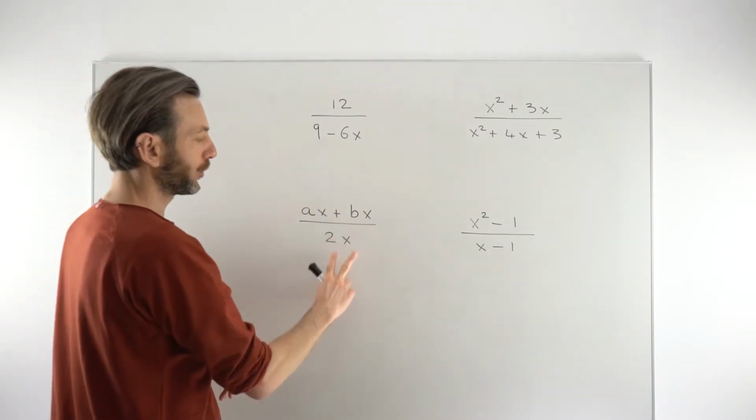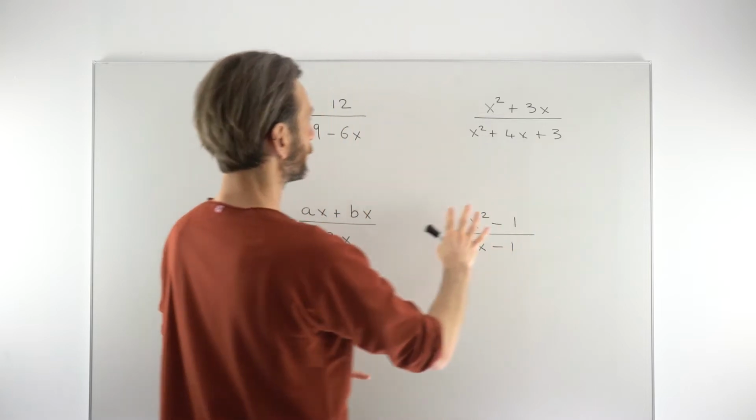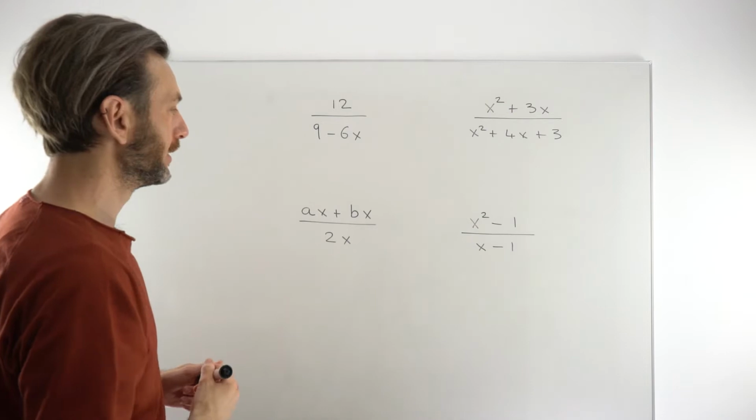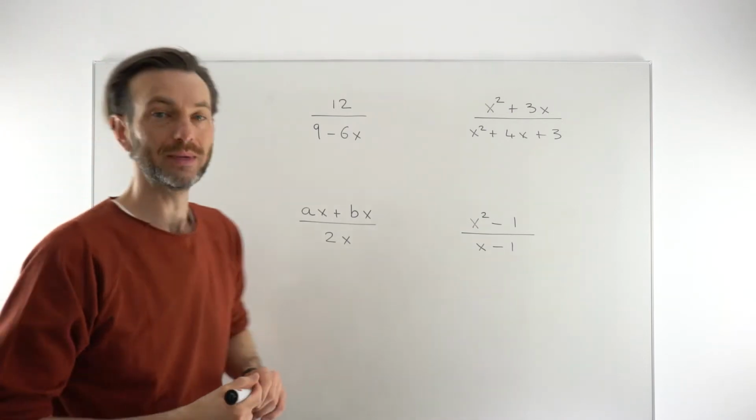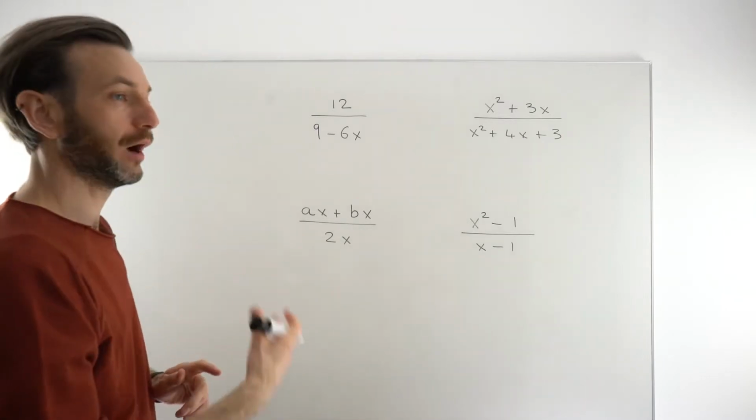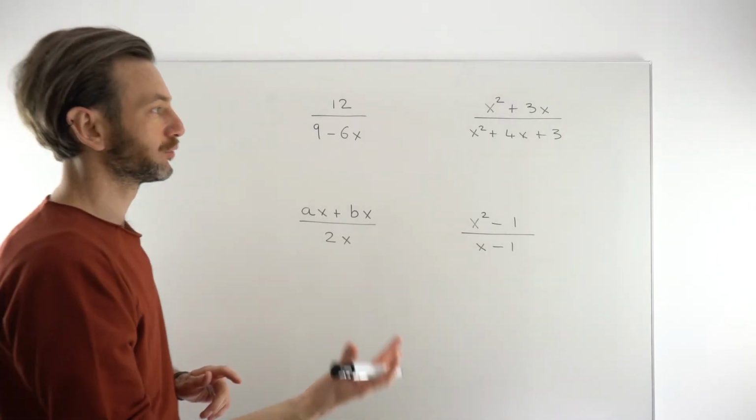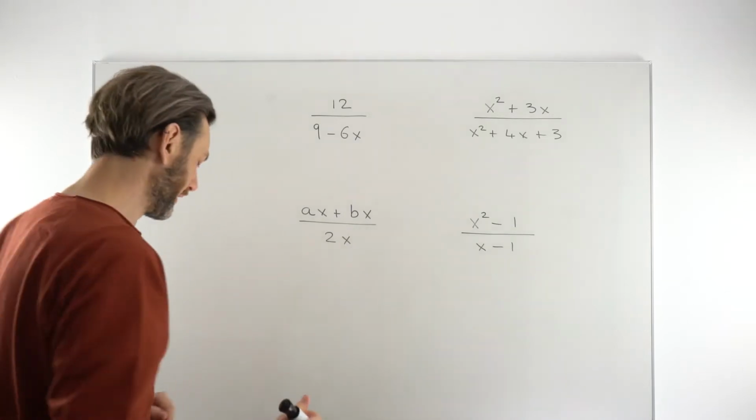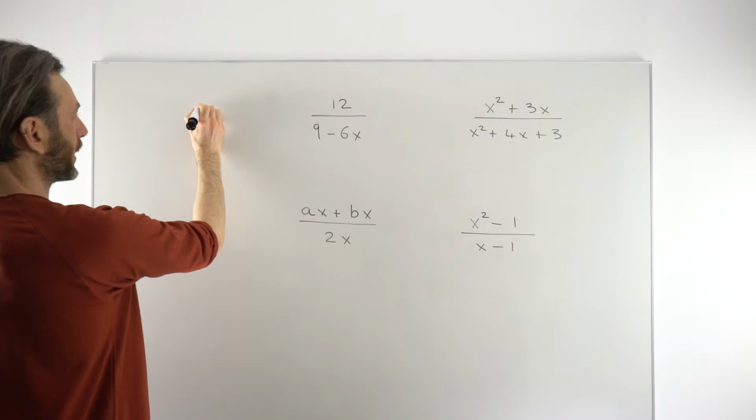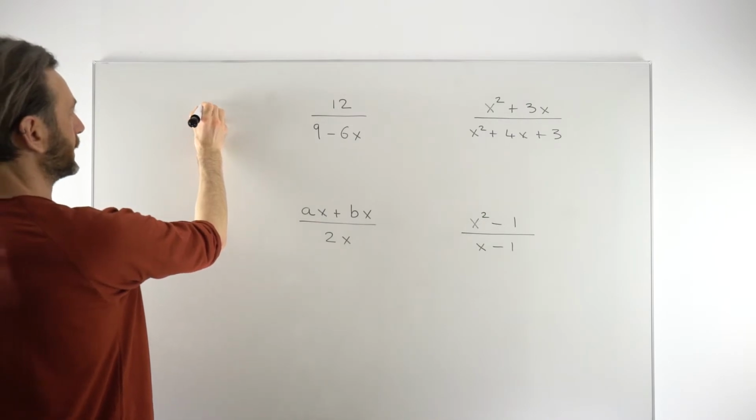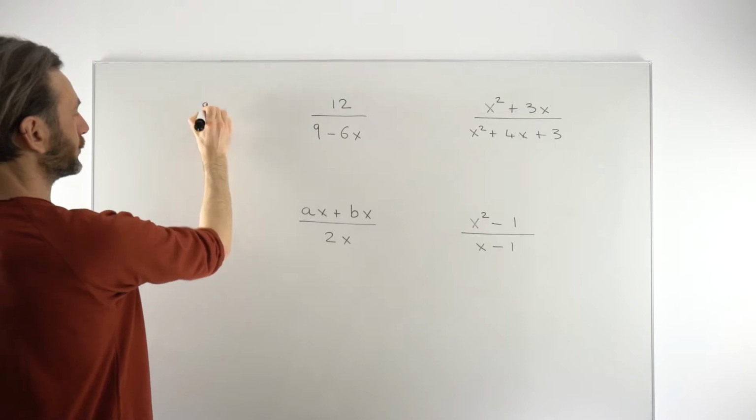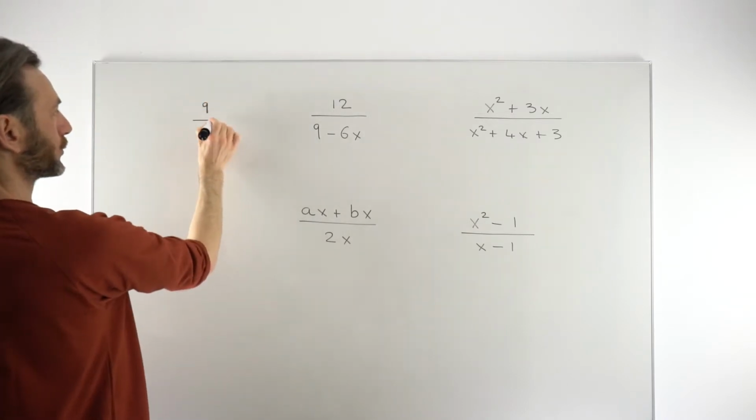But you can see they've got quite different formats, and we're going to chat about how we approach these different formats later on. But first of all, let's just think about what we might mean by simplifying an algebraic fraction. Well, the good thing about working with algebraic fractions is the rules are basically the same as numerical fractions. So if we think about taking a numerical fraction like, let's say, 9 over 15.